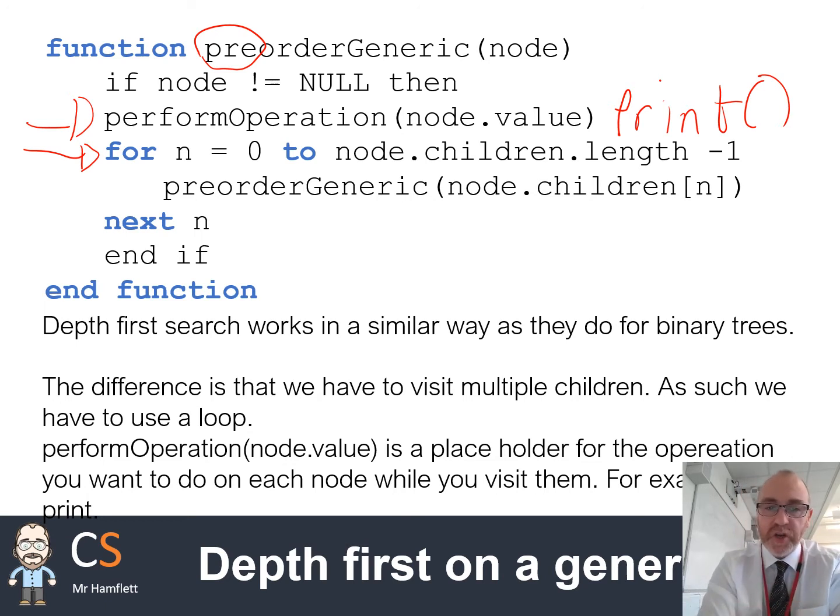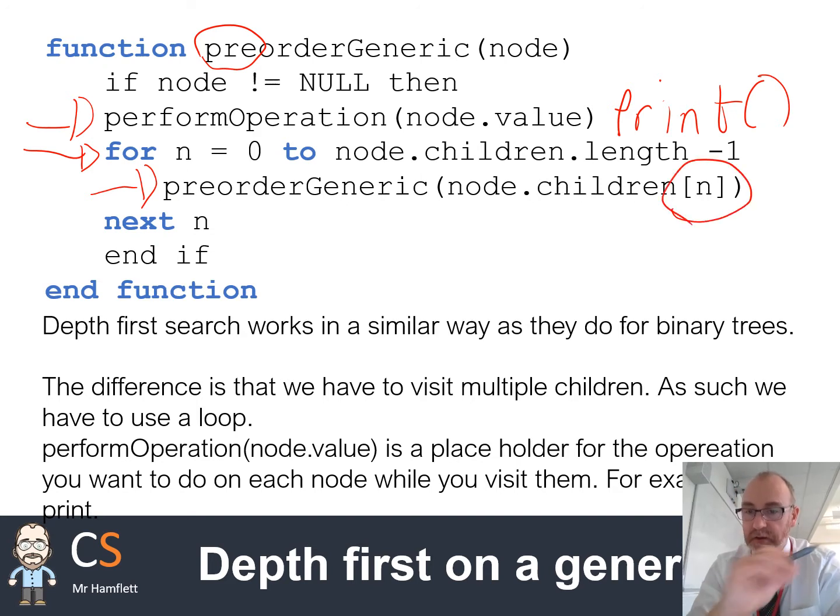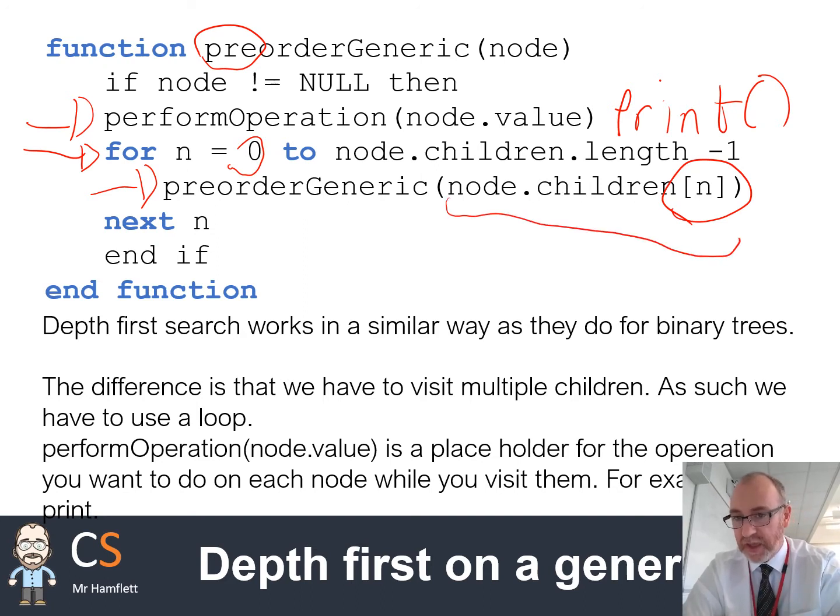And then for each child, we call pre-order generic again on that child. Notice I'm using the array notation. Remember, children are an array, and I am starting at the 0 index, that's the first item in the array, going to the length of it, minus 1, because remember, the last index is the length minus 1, isn't it? So that's why we've got that. And then I'm just simply calling it like that. So node dot children n. It works exactly the same way as binary trees in all honesty. The key difference is we now have a loop. So that's the difference.